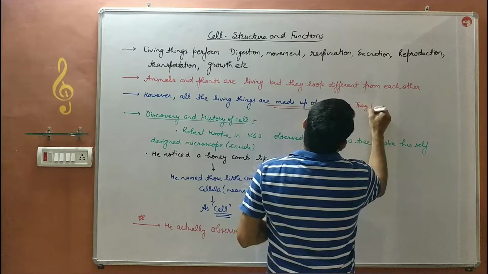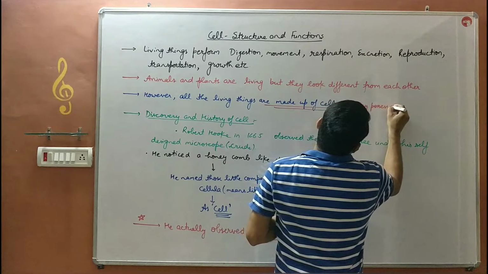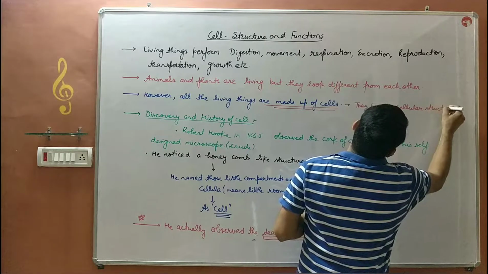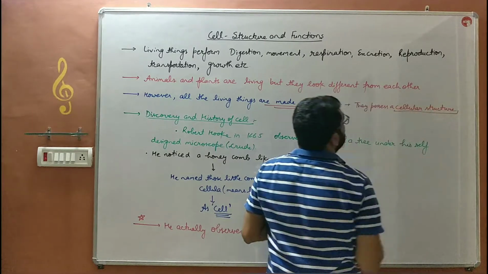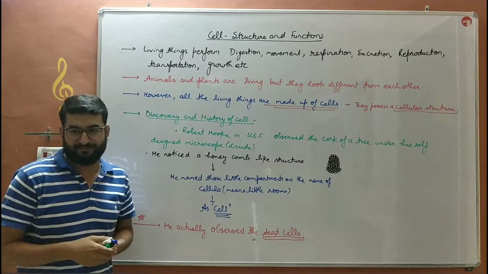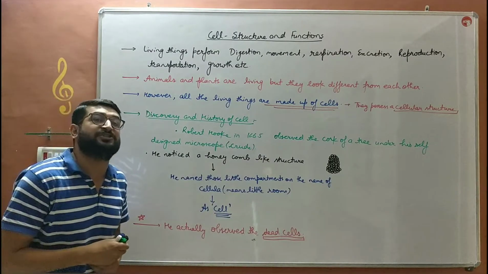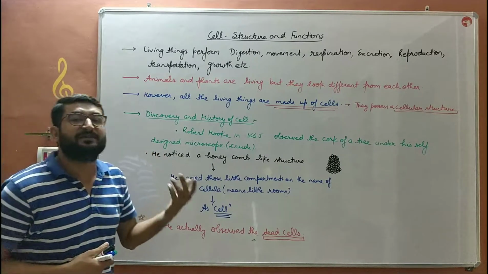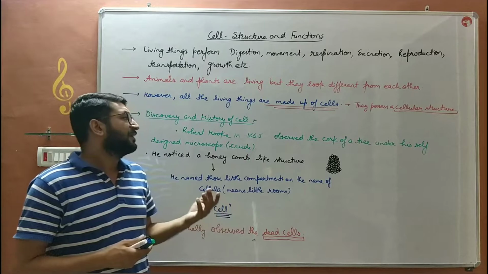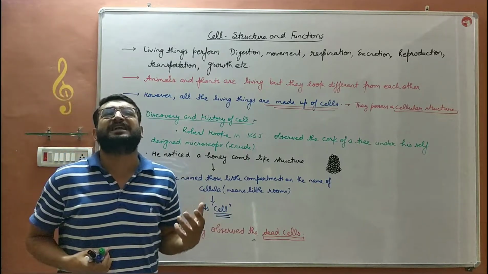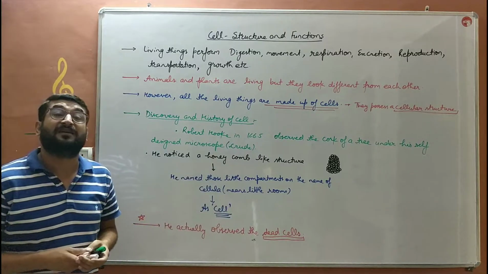They possess a cellular structure. Whereas non-living things do not possess any cellular structure. They are not made up of cells, bache. So that is the basic difference between a living and non-living thing. Next thing, bache, how that cell was discovered, what is the discovery and history of the cell.